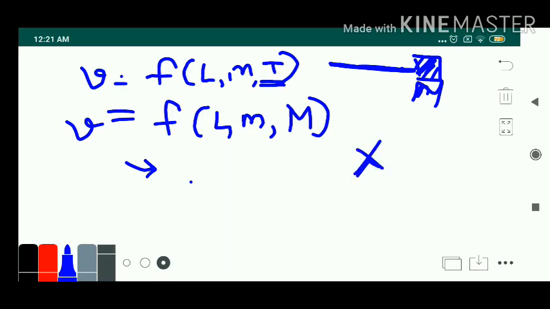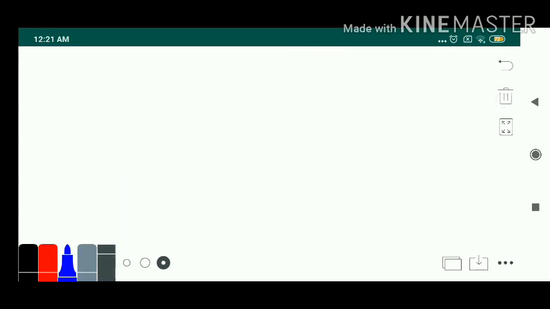So the dependencies, the terms on which this function depends, should not be approximate, they should be correctly known. So the correct physical quantities on which this physical quantity depends should be properly given. Similarly, another, third drawback is, see guys, the dependencies should be limited in number, that is, a maximum of 7 is only possible.